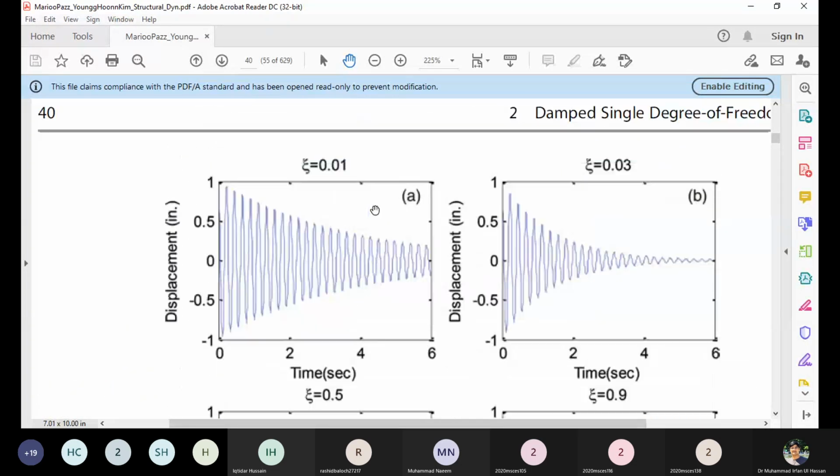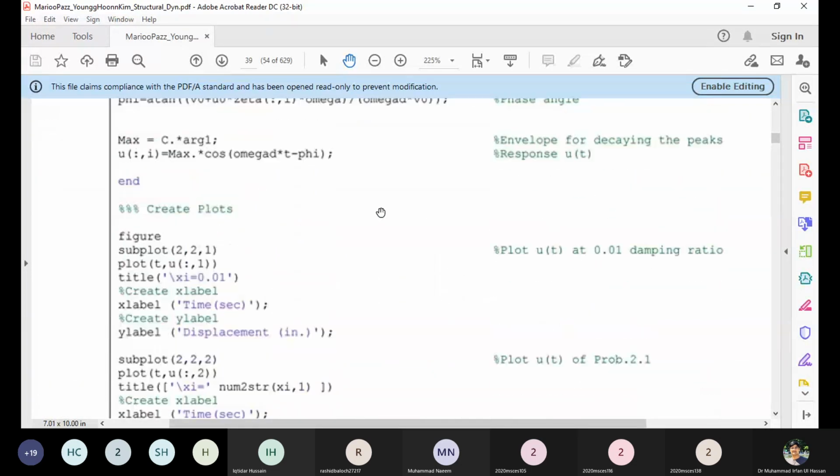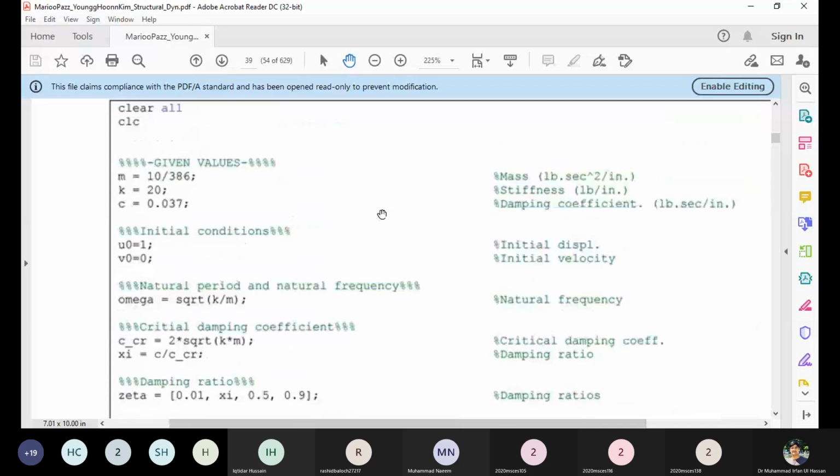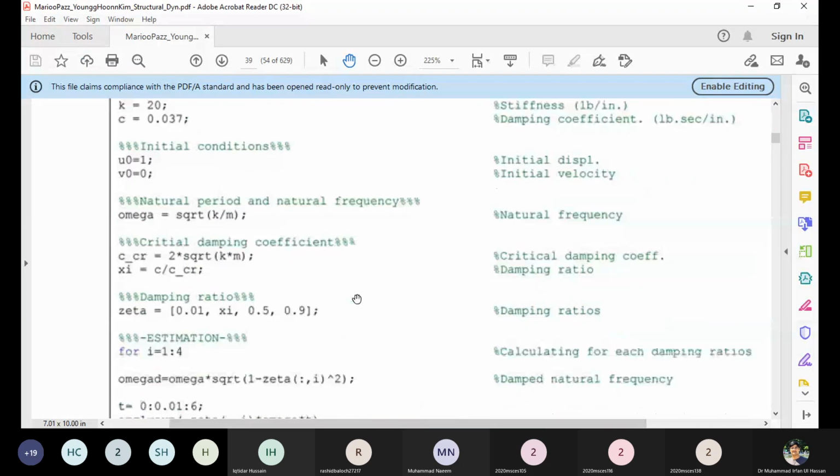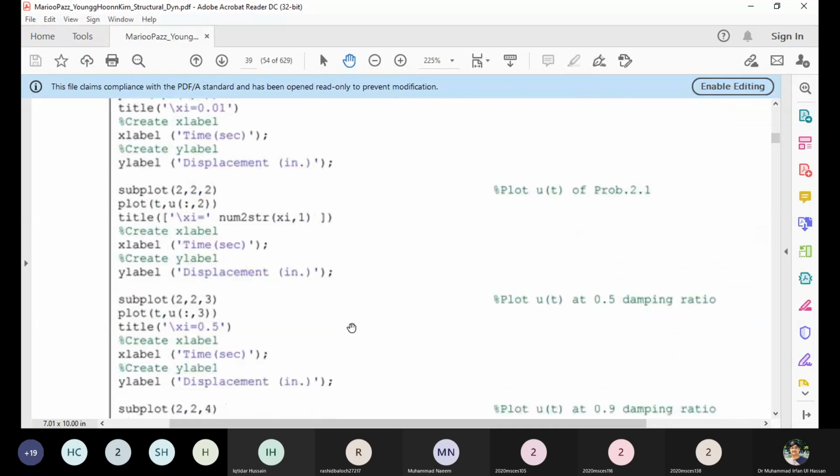So you have the four different plots. So try also practicing with this for other problems and make more programs in MATLAB like that.